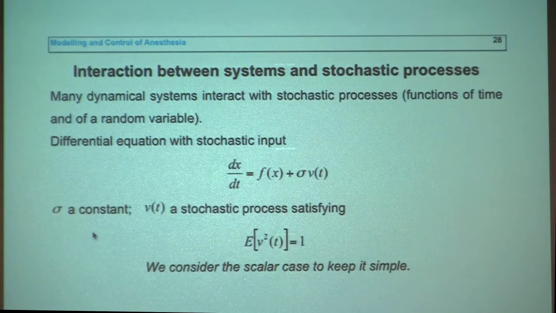Let's think, this is a discrete process. Let's think about if it is continuous. So you have a first order nonlinear differential equation. So this f is some function that you know. This sigma is a parameter. Imagine sigma to be 1. And v is a white noise.